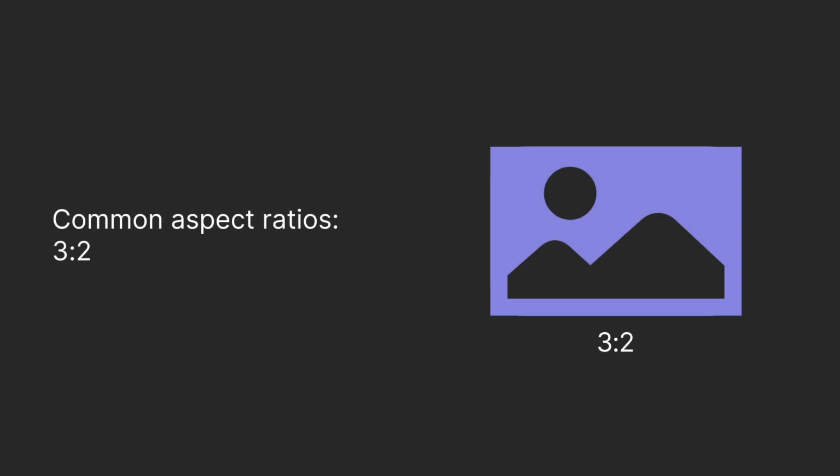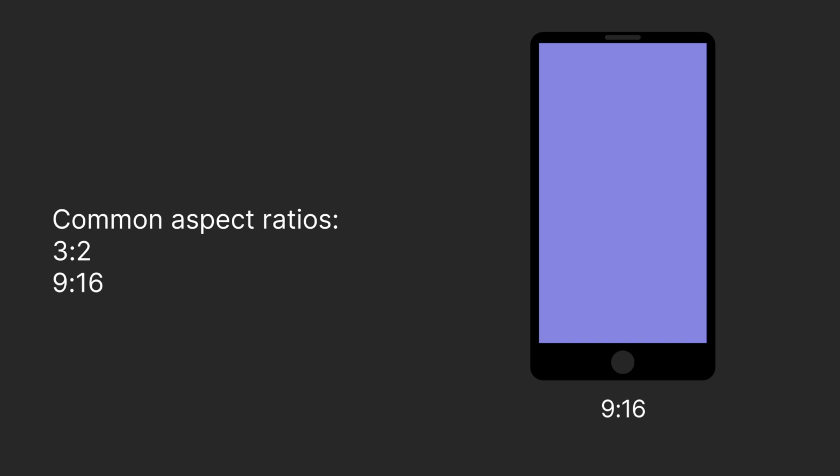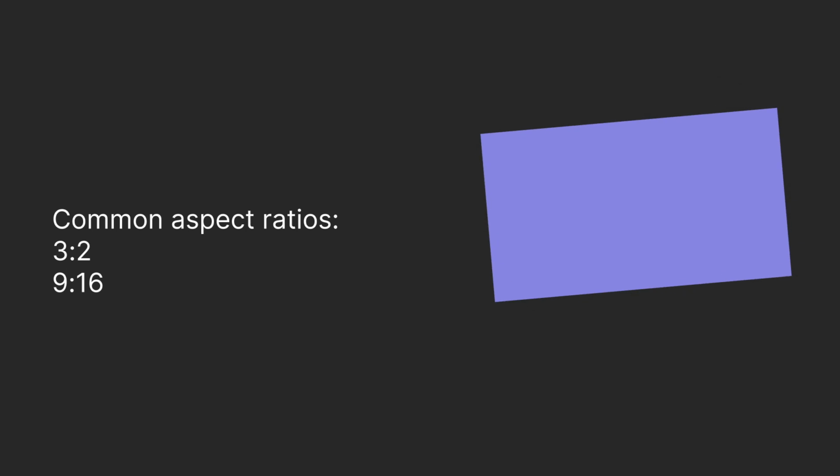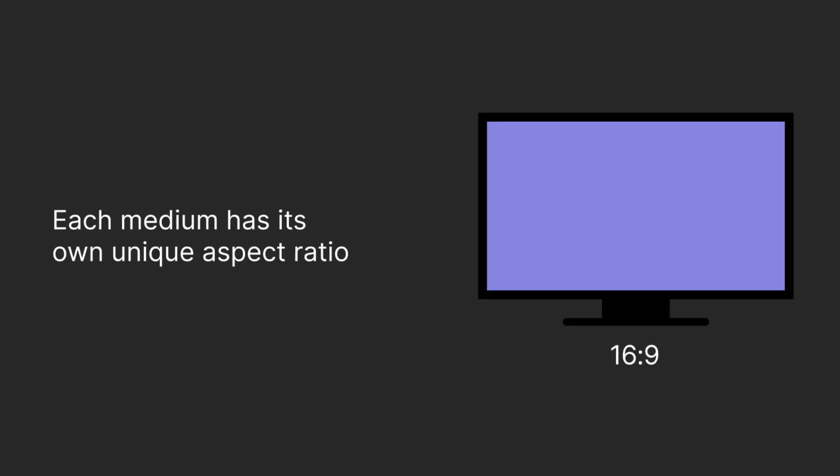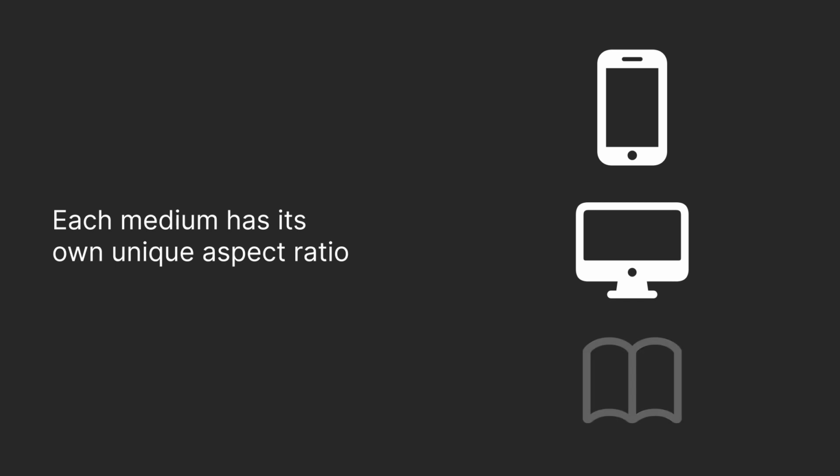3:2 is the standard aspect ratio for photography, and 9:16 is the vertical format we view on our phone. It's a perfect 90-degree flip of the 16:9 ratio. So each medium has its own unique aspect ratio. This also applies to all channels, including social media, web, and print.